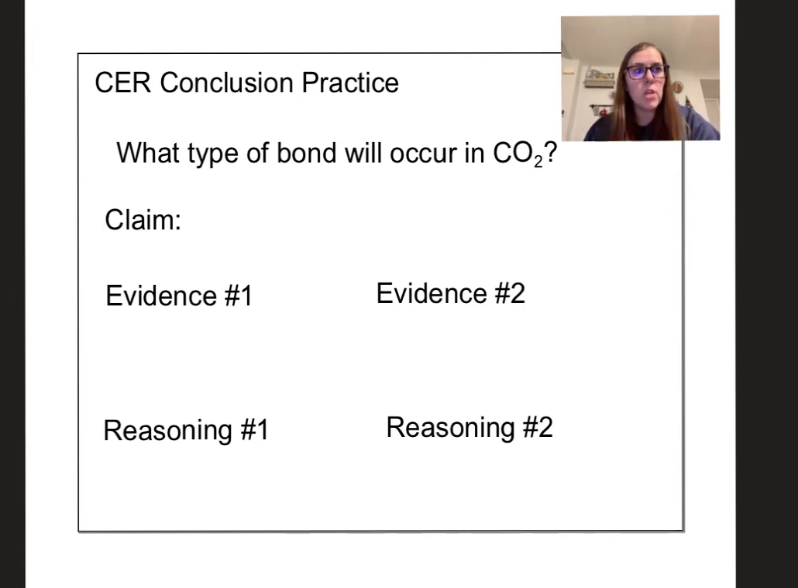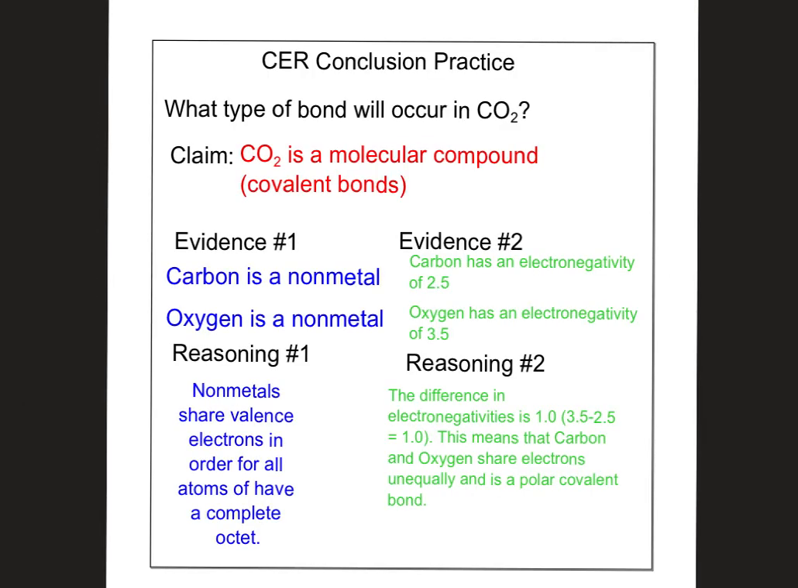3, 2, 1. Okay, hopefully you found that it was covalent, and you can either say it's a molecular compound or CO2 is covalent or has covalent bonds. Either are fine. Carbon is a nonmetal. Oxygen is a nonmetal. Nonmetals share valence electrons in order for all the atoms to have a complete octet. Evidence 2, hopefully you listed that carbon has an electronegativity of 2.5, oxygen 3.5. I find the difference. So 3.5 minus 2.5 gave me 1. This means that carbon and oxygen share electrons unequally because it's bigger than 0.4 but less than 1.7, so that's polar covalent.